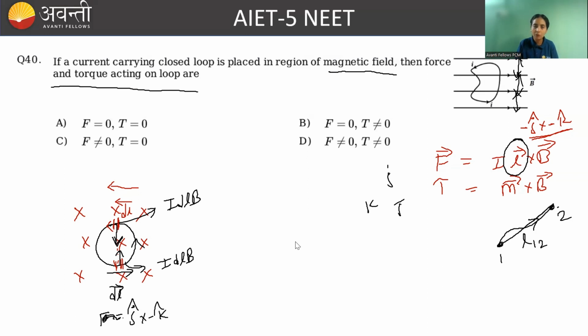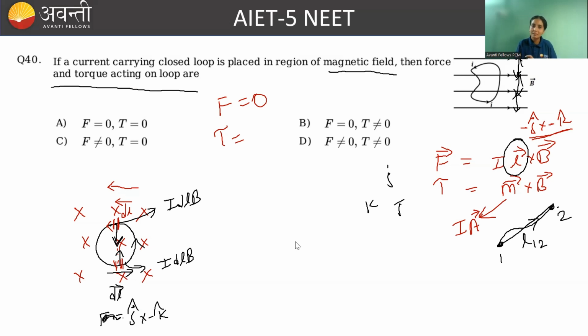And if the field is uniform, just close your eyes and write the answer. Force acting will be what? Zero. Now the question is of torque. How do we find the torque? So torque is M cross B. M is what? M is IA, the current flowing in the loop into the area vector. The question is, what is the direction of the area vector?